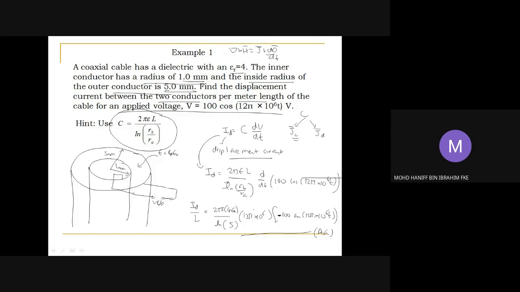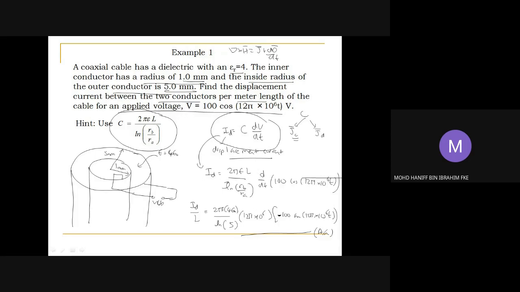For example 1, basically what I did here is that I tried to relate the concept of displacement current that we have learned in the previous slide, and the concept of current that we have learned in circuit theory. Based on this equation here, I equals C dV over dt, and this current basically is your displacement current in your capacitor. Okay. All right. Is that clear in this?